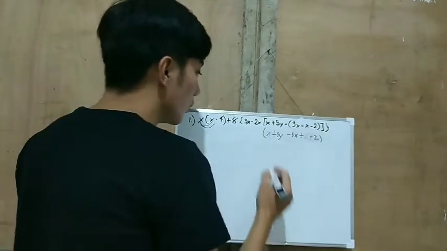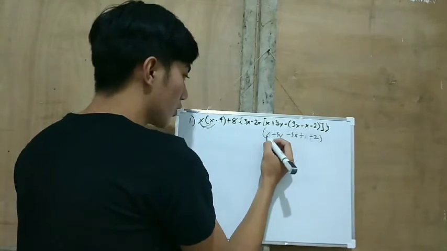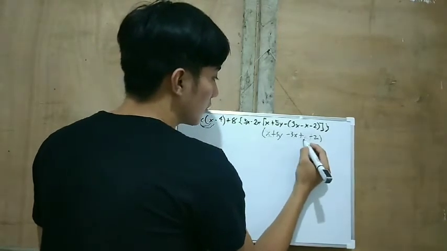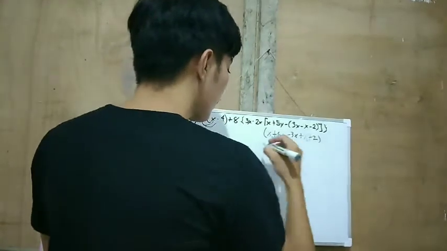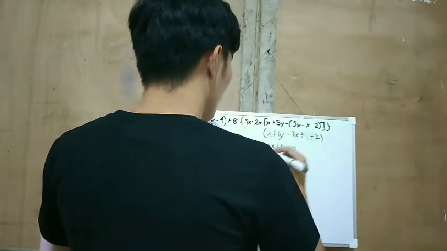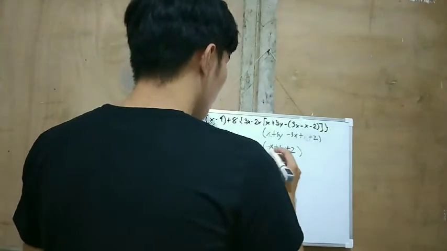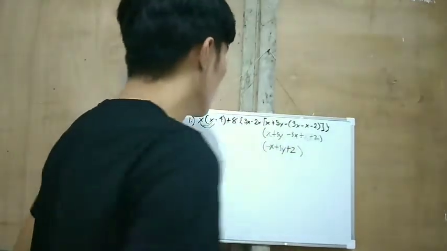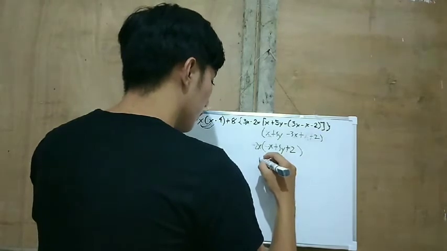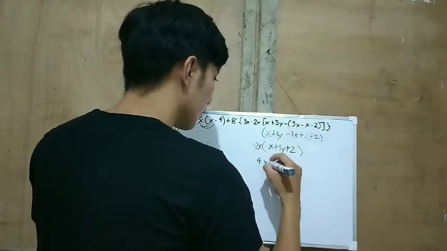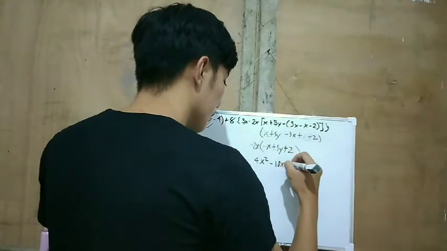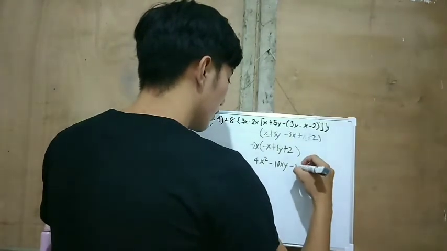Then after you did that, you use the cancellation method for the same variable. So x and negative 3x and positive x, and that would be negative x, then bring down positive 5y and positive 2, and multiply negative x plus 5y to plus 2 to negative 2x, and that would be positive 4x squared, then negative 10xy and negative 4x.